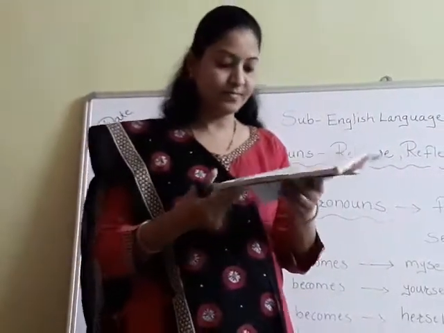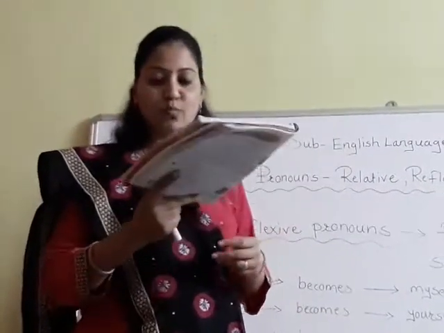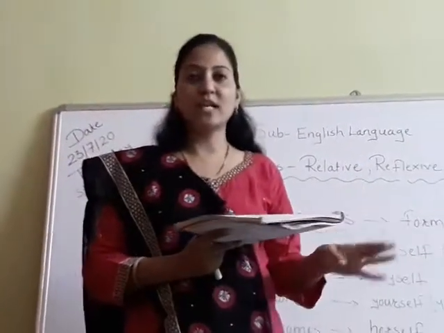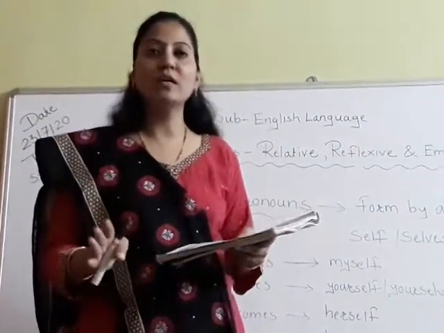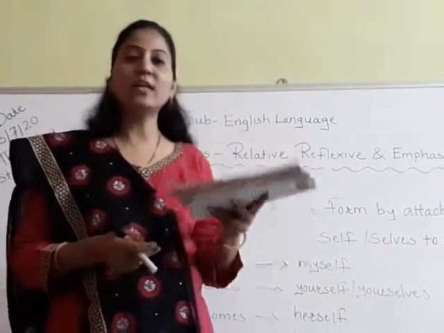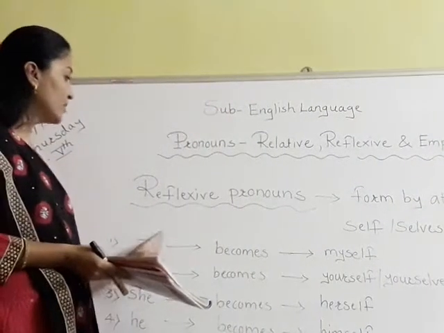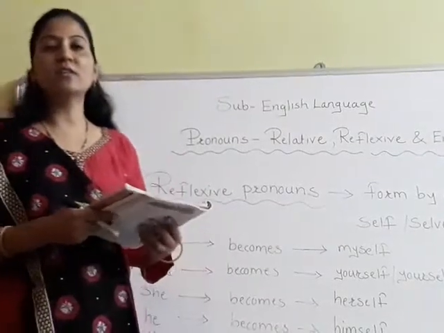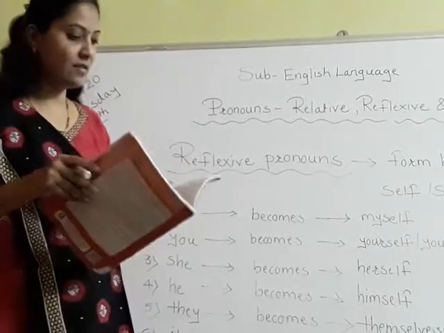And also you have to remember that reflexive pronouns point back to the doer of the action. Whosoever the doer of the action is, the reflexive pronoun points back to the doer. For example, I did the work myself. I already told you that when we are using I, the reflexive pronoun becomes myself. Now turn the page.